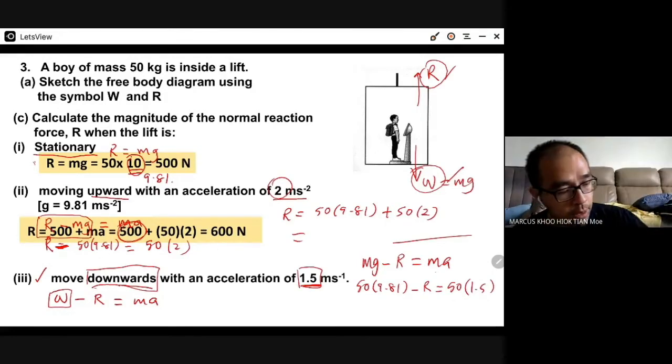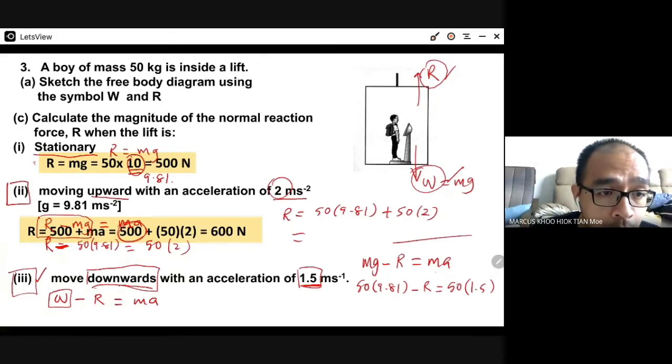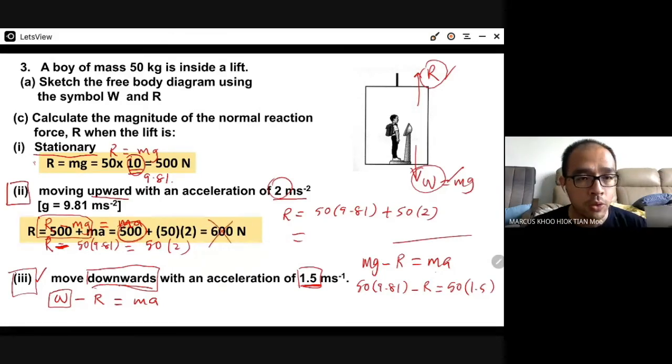Can somebody tell me the R for number 2 and the R for number 3, please? You know what, I shouldn't just say somebody. Jacinta, can you do number 2? And Tian, number 3. Tell me the value of R for number 2 and number 3, since the answer on this slide is wrong, it's not 600. Can you calculate that for me, please?